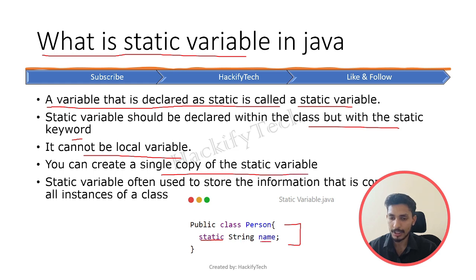Assume I have created a name. I can have only one variable. I can't have a duplicate copy of this throughout the program. So static variables are often used to store information that is common to all the instances of a class. Basically, if you have common data like college name, the college name will be the same for multiple students, all the students. That's why those kinds of information are stored in static variables.